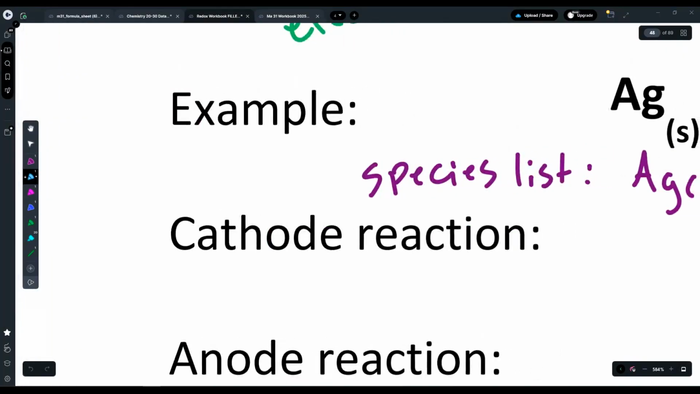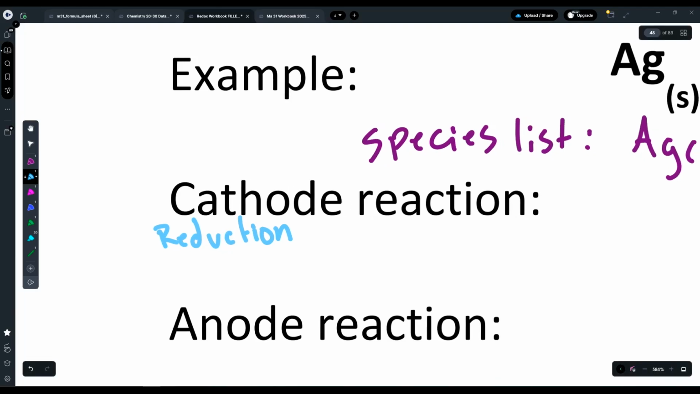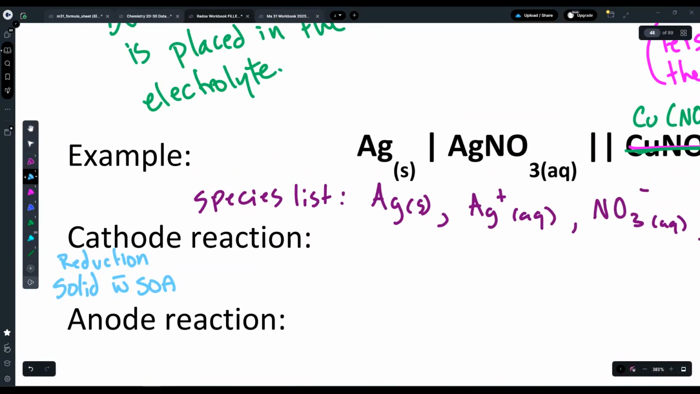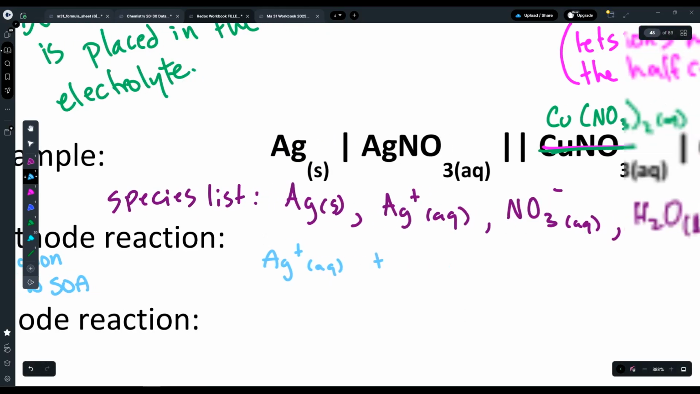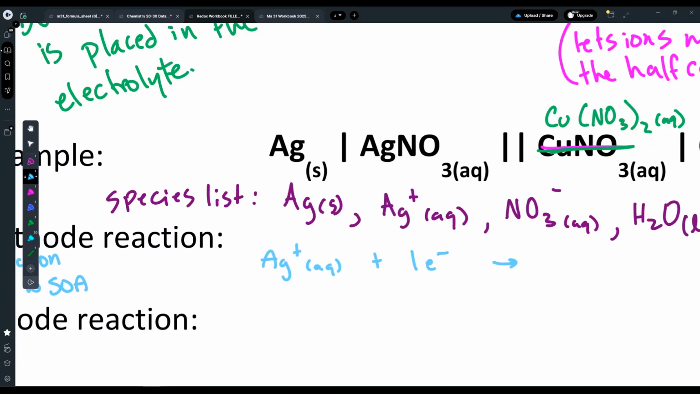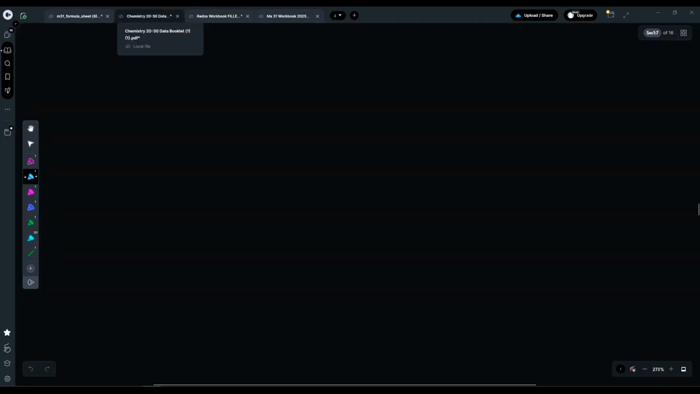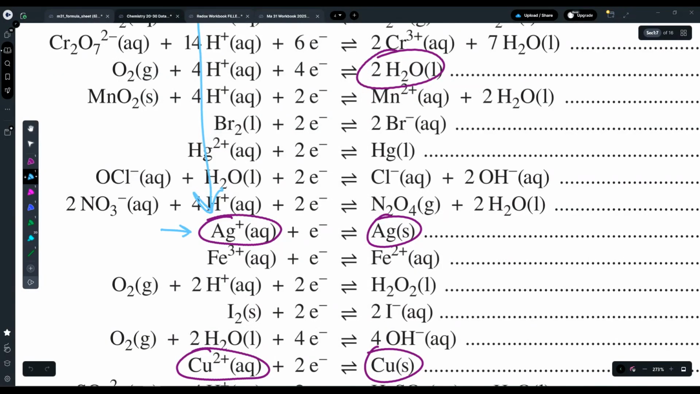So I'm going to write this reaction for my cathode reaction. Okay, so remember cathode, that's where reduction occurs. And the cathode is the solid that is with your SOA. Okay, so that reaction was silver 1 plus aqueous plus 1 electron gives us silver solid. Okay, so all I was doing was writing this reaction from left to right here.